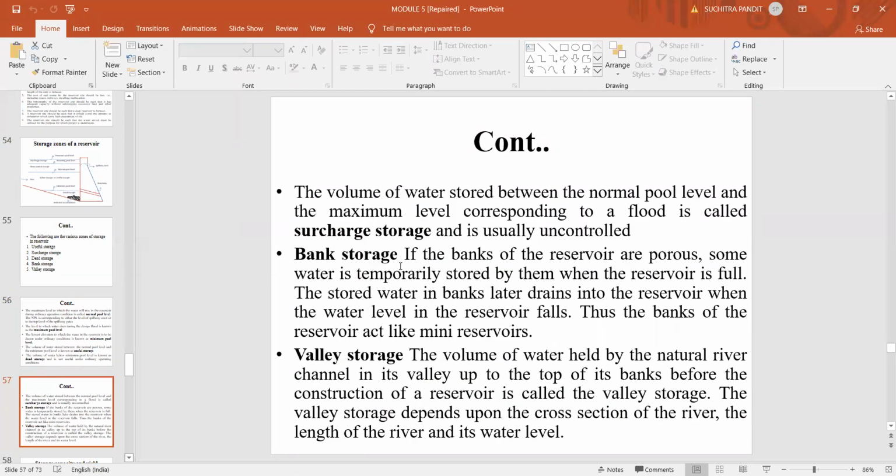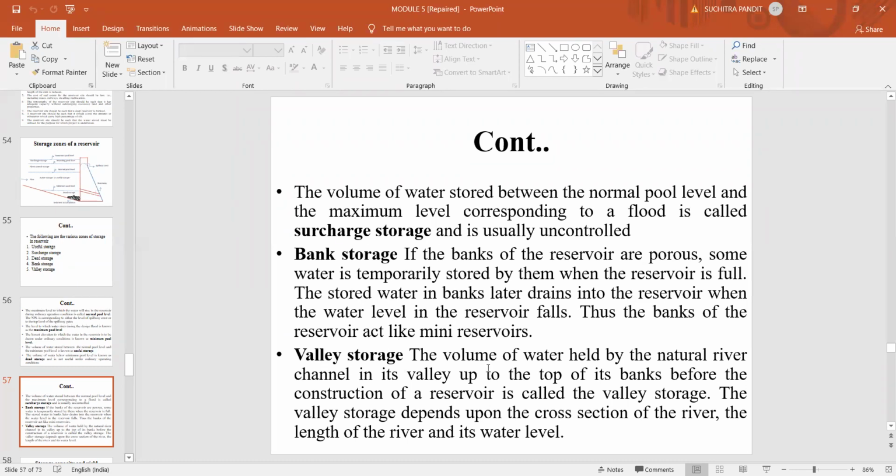Now you can see here bank storage. If the banks of the reservoirs are porous or pervious, some water is temporarily stored by them when the reservoir is full. So the stored water in the banks later drains into the reservoir when the water level in the reservoir falls. That means when the water level in the reservoir is less than the phreatic level of the bank storage, then naturally there will be a hydraulic gradient. So whatever water is stored in the bank storage will be contributed to the reservoir.